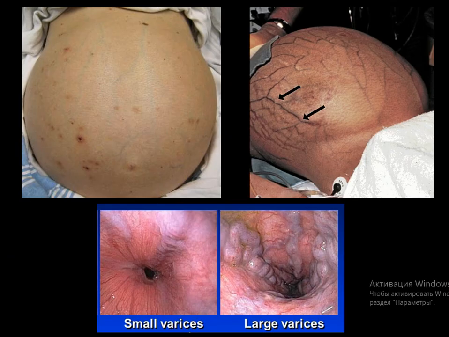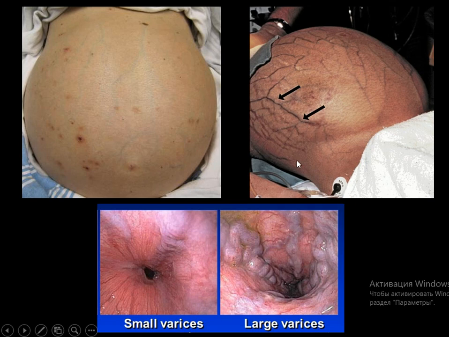So here you can see the patient with ascites, and in the skin you see well visible veins, and here you see the classical manifestation of caput medusa.